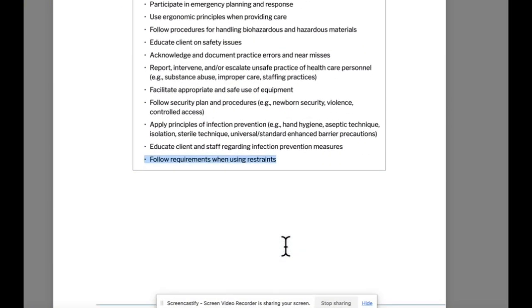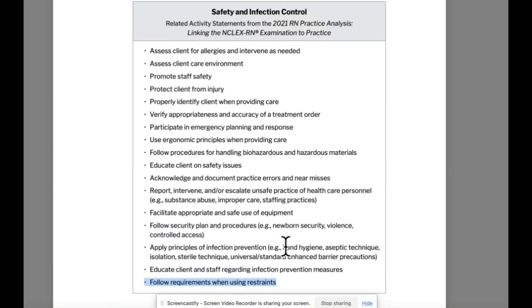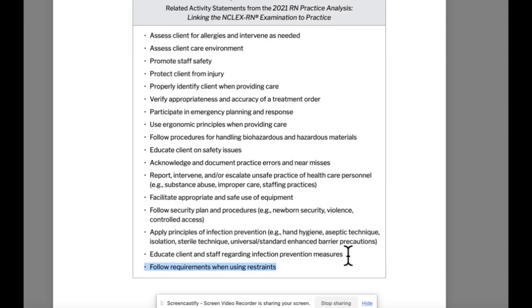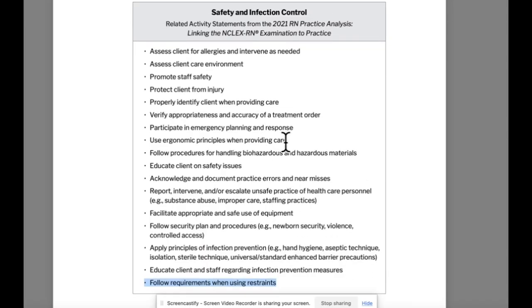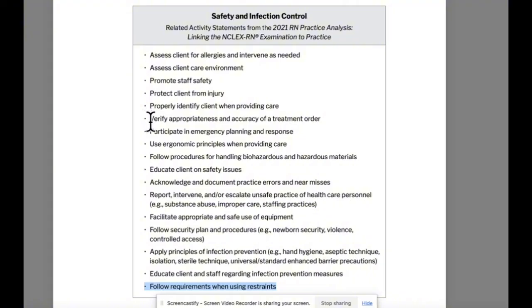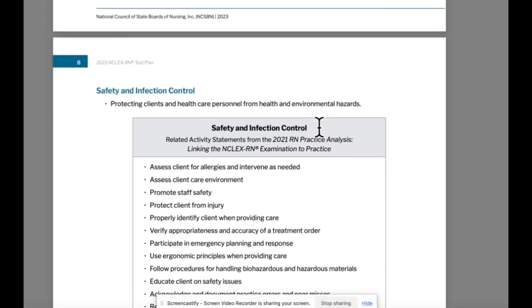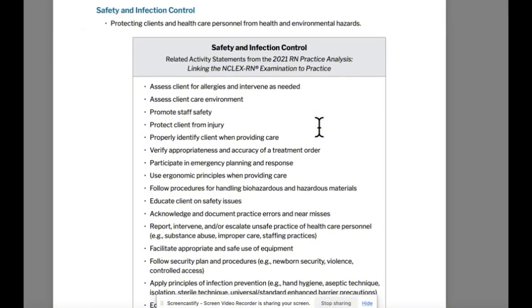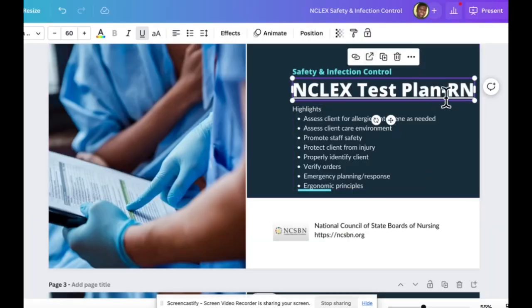Some of these have more than one page, but we can sum it all up in this one page bulleted list. Are you surprised to hear that some of these are under safety and infection control? Well, guess what? All of the NCLEX is really about safety and infection control. Really is. Well, safety at least. So there is the NCLEX test plan, explaining to you exactly how you might think about these questions before you even see them.